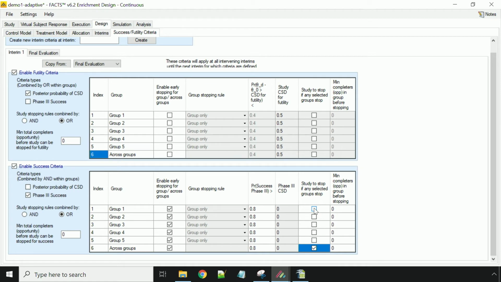We don't want to just stop the study for success if group 1 is successful, because if we gathered more data, we might actually get to success in the whole population, and we wouldn't want to give that up just because we're successful in group 1. So it's only the success across all the groups that would warrant us stopping early for success. And the threshold for stopping for success for the across groups is 0.9, and for group 1 is 0.95, and for the smaller groups is 0.99.